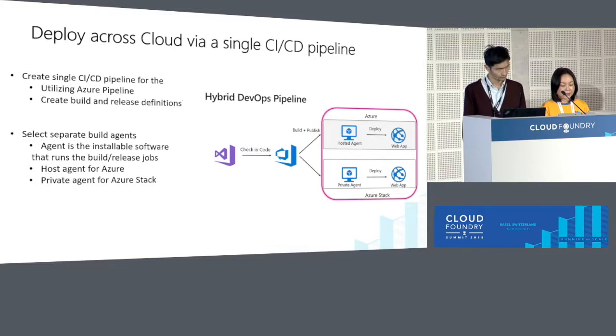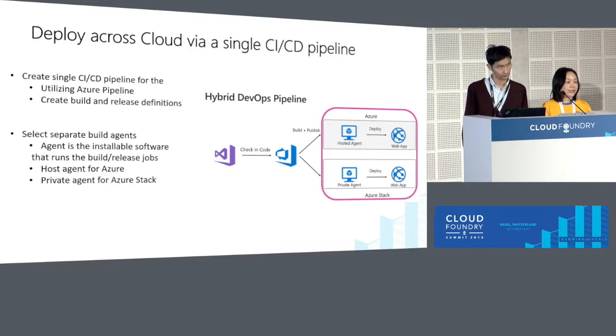Once you have that application ready, you can develop a CI/CD pipeline. I use Azure Pipelines as an example here. If you want to utilize Azure Pipelines, you just need to create a build and release definition, what kind of build and release you want. Then to run the task, we use a building block called an agent, which is the same as a Bosch agent. It's software that will execute the jobs for the build and release.